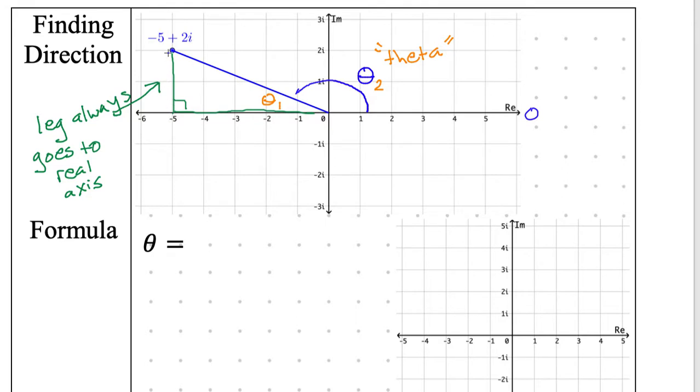This length right here, everyone agree that this length right here is 2. Can we all agree that? Yes. Write it down. It's 2. What is this length right here? It's a negative number. Negative 5. I now need to find this angle.